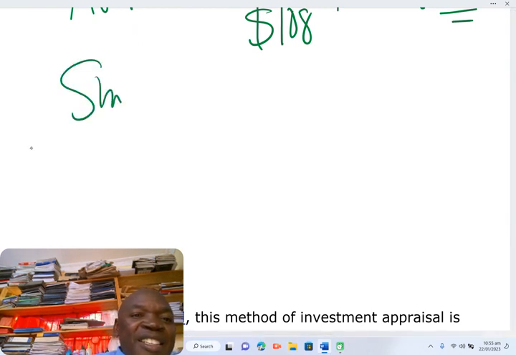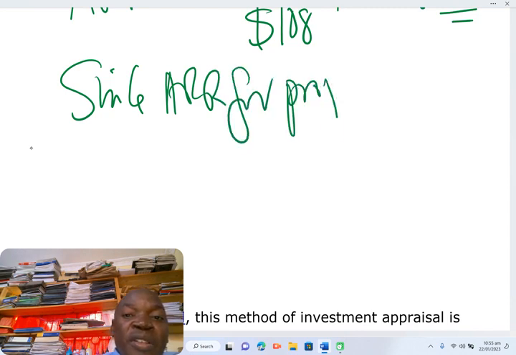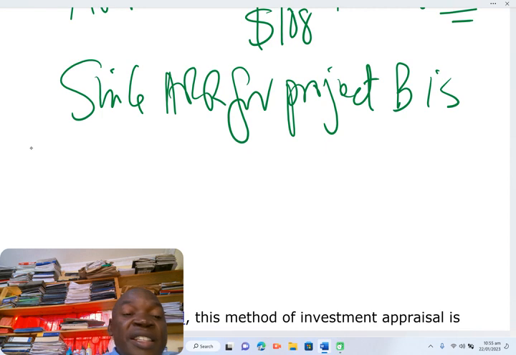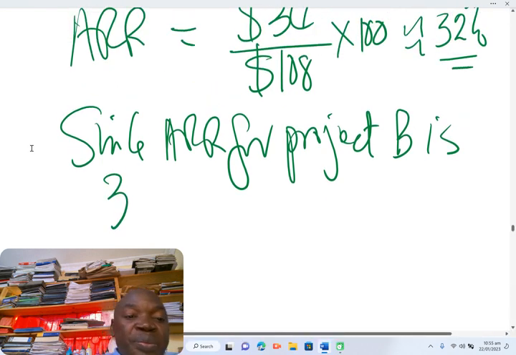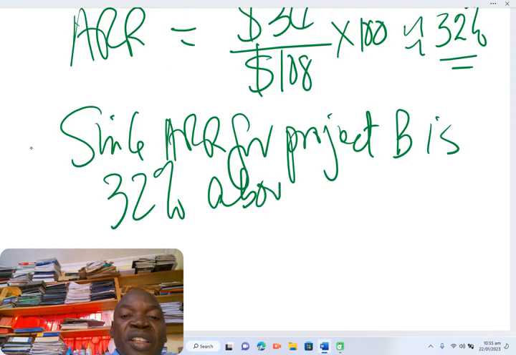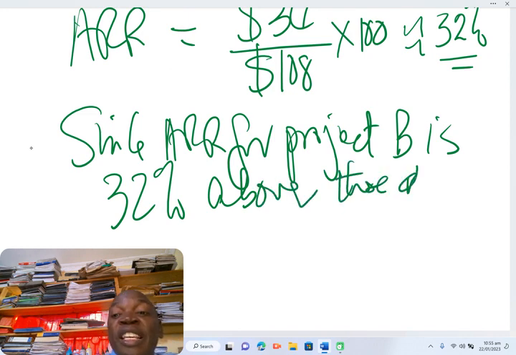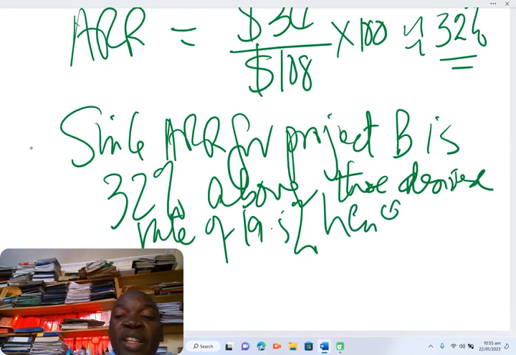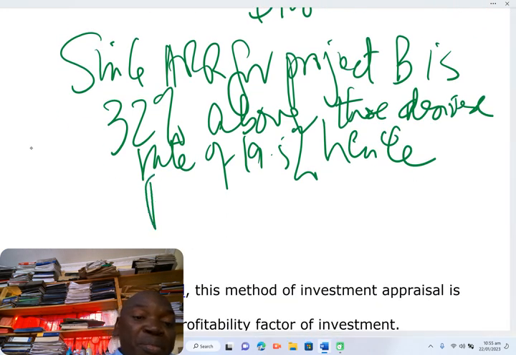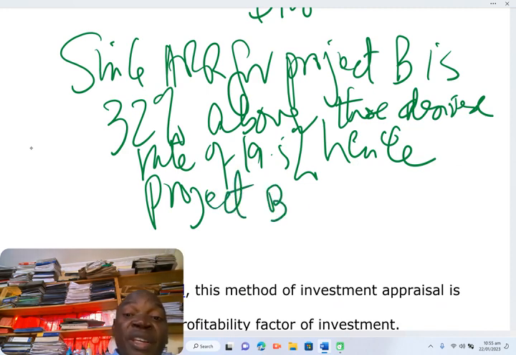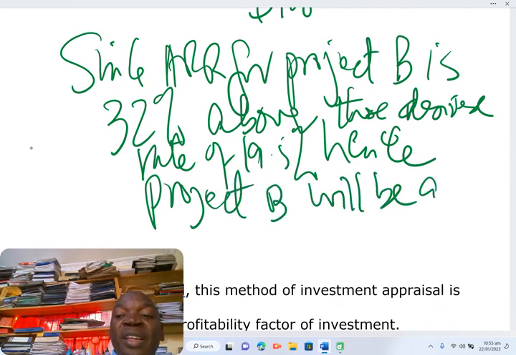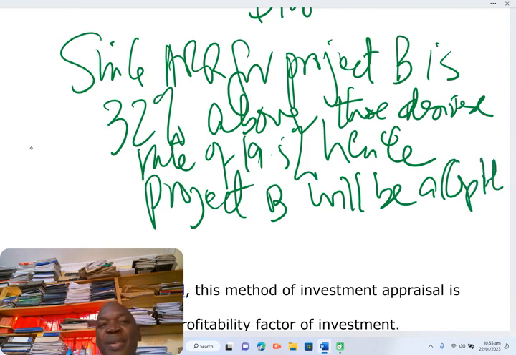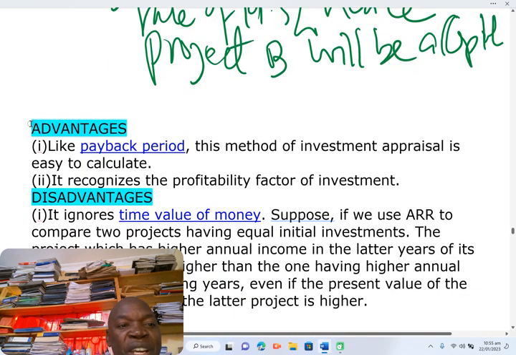So we're saying since the IRR for project B is 32%, above the desired rate of 19.5%, hence project B will be accepted. Now, it may be very technical on ranking.